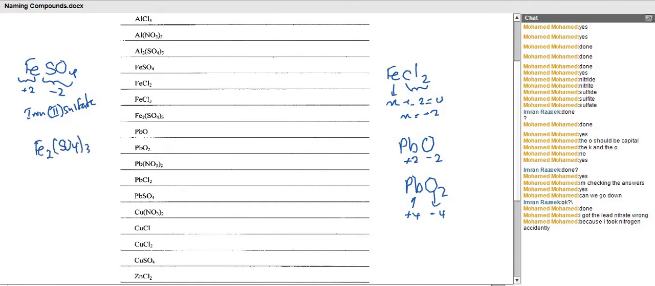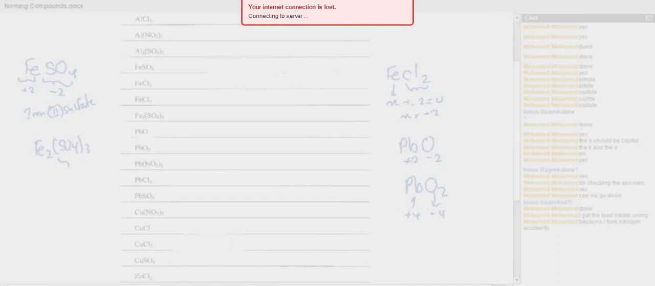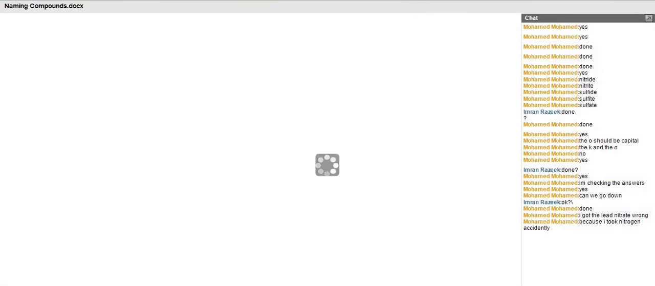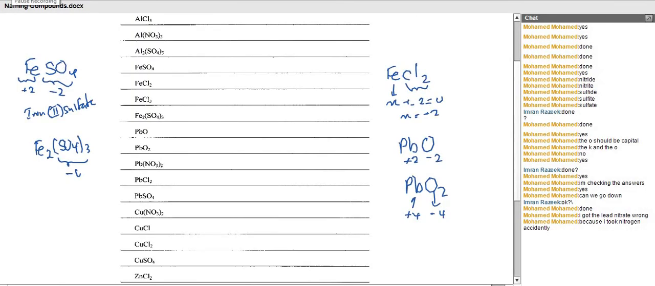Fe2(SO4)3: sulfate is minus 2, three of them make minus 6, so the iron must total plus 6. Total should be 0. Because there are two iron ions, both together are plus 6, so one ion will be plus 3. So this is iron(III) sulfate, not iron(VI) sulfate. There is no 6 for iron.